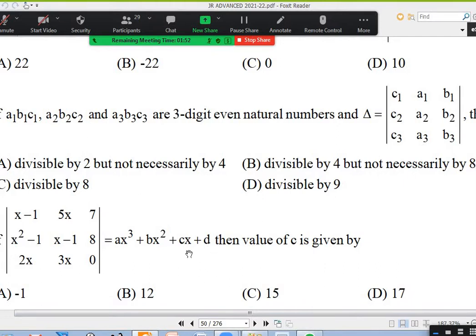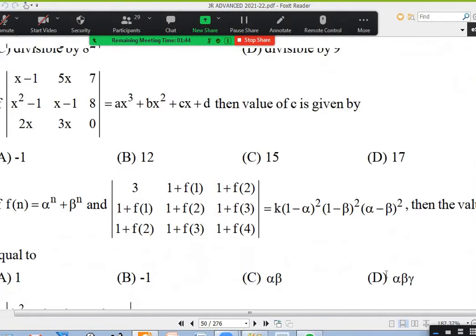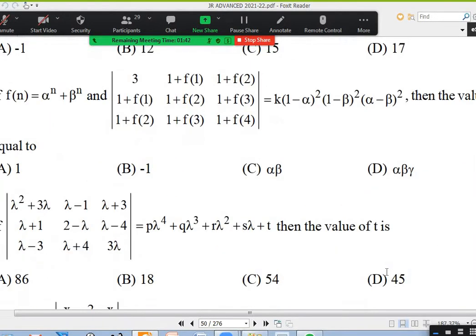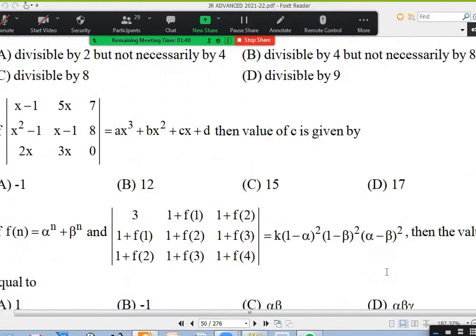Okay, 17. Somebody can expand and directly find the x coefficient. But using calculus also there is a method. I'll skip it; later on we'll do it. Any doubt about questions 17 or 18? Yes, please, 17. Tell.